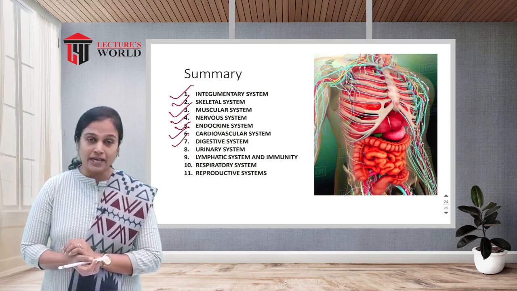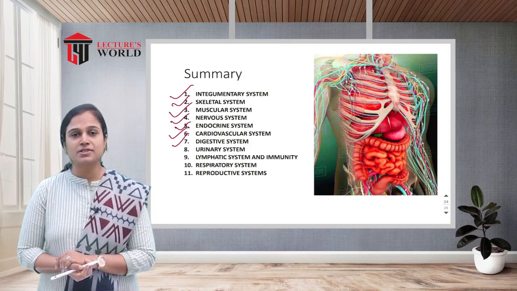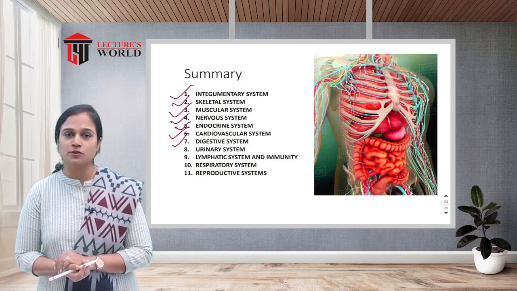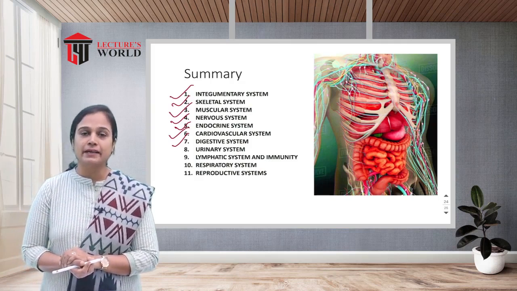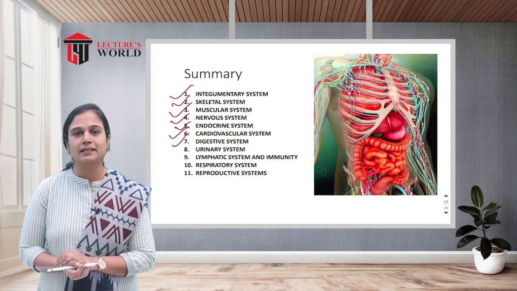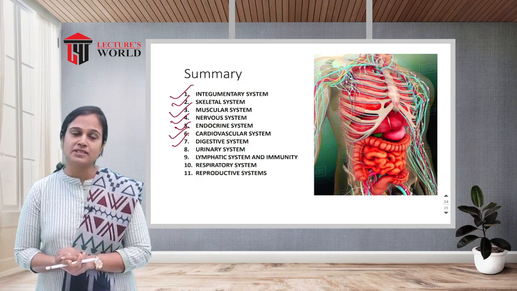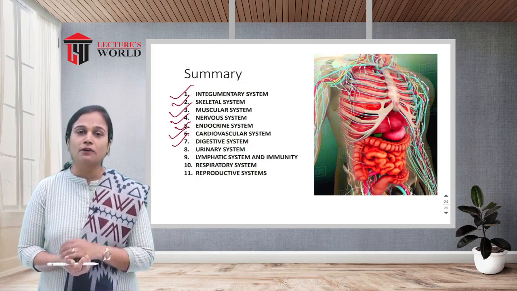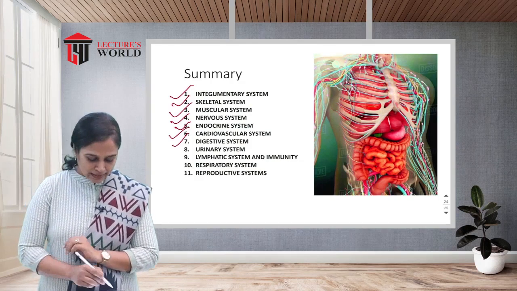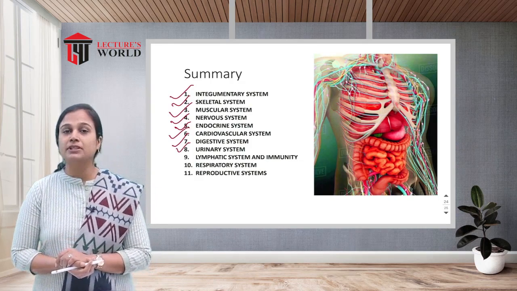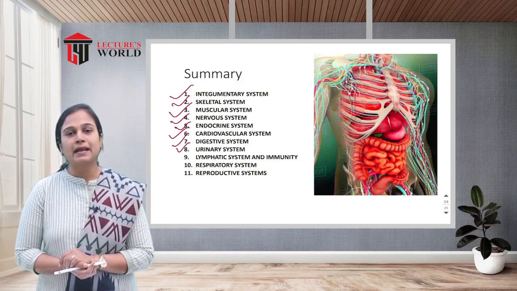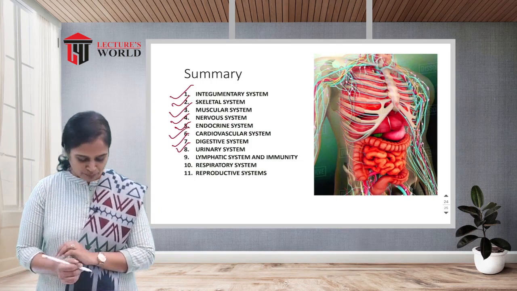Then talking about the digestive system, we learned that the digestive system has different organs starting from the oral cavity, pharynx, esophagus, stomach, liver, pancreas, gallbladder, small intestine and large intestine, and the anus. This digestive system is meant for the absorption of nutrients and the elimination of waste substances from the body. Then the urinary system is meant for the formation of urine, maintaining the acid-base balance of the blood, and excretion of waste products from the blood.